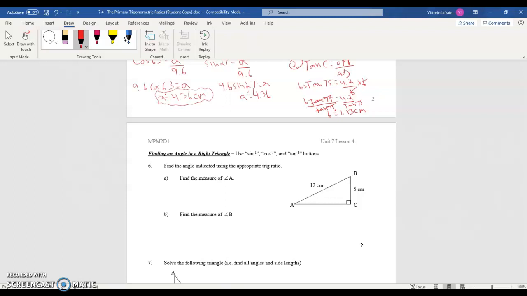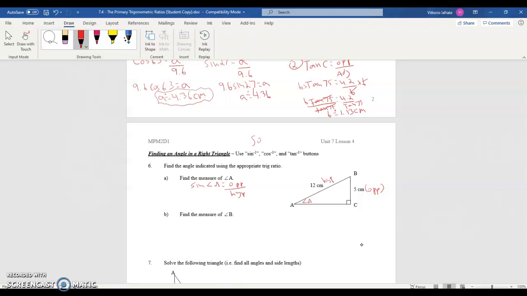So let's say we want to find angle A. Let's see how these sides relate to angle A. Well, 5 would be the opposite side for angle A, and this is just our hypotenuse because it's opposite the 90 degrees. But 5 relates to the opposite side. So we know that sine of angle A is equal to opposite over hypotenuse, so SOHCAHTOA.